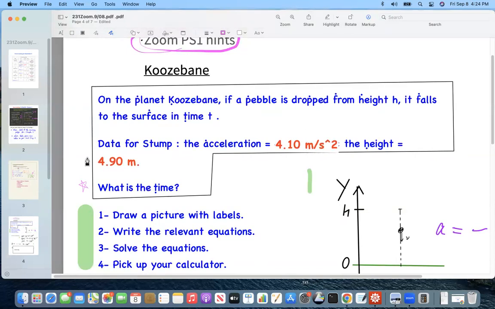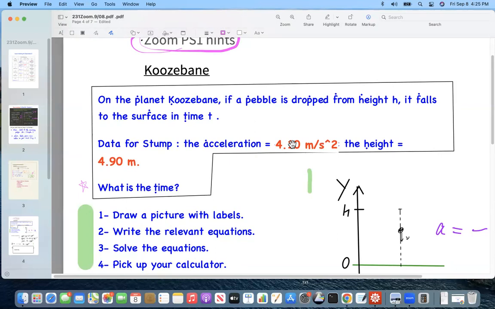Now you have to have some information. So here's the information which is given for one student in the class, namely me. Let's say the acceleration is 4.10 meters per second squared. Acceleration is not a number. Acceleration is a number with a unit. If you don't have the unit, you don't know what you're talking about. And let's say it's 4.10 meters per second squared.